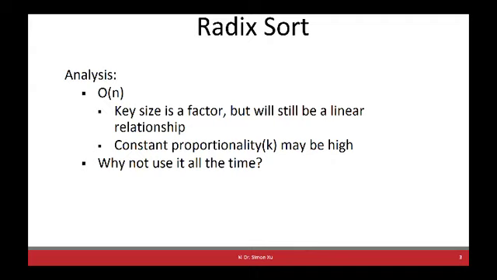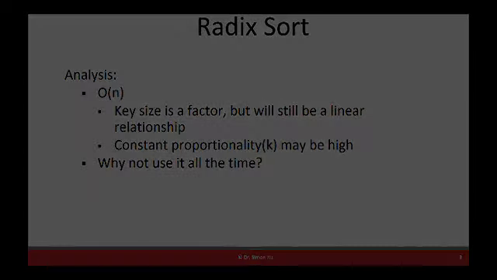Why don't we use radix sort all the time? Because k sometimes may be large enough to make it impractical. For example, suppose we want to order phone books based on last name, first name, address, and so on, and then the key will be too large for us to use radix sort.